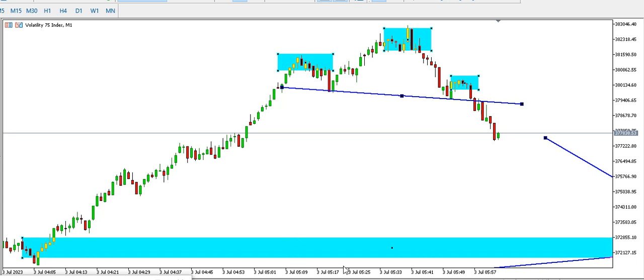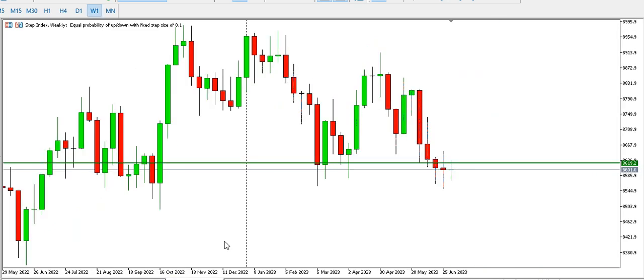That's that for V75. Let's take a look at step index. Step index on the weekly time frame. You can see price forming tops and then sellers coming in and pushing price to the downside. So step index is also ranging, in as much as V75 is ranging on the weekly time frame. Step index has been ranging on the weekly time frame.